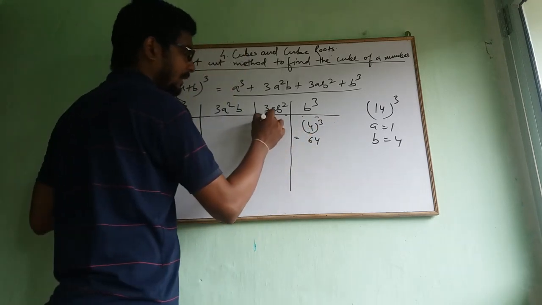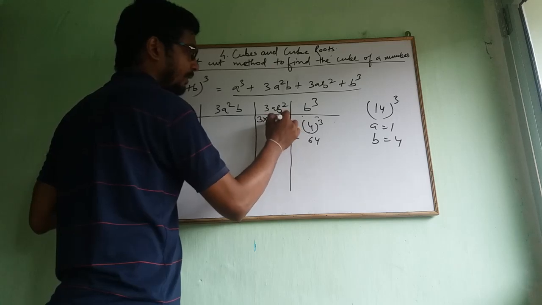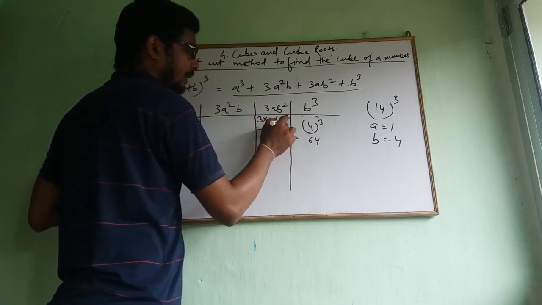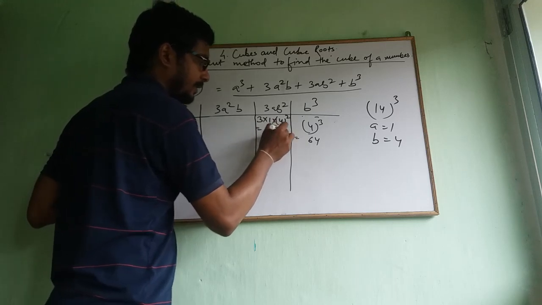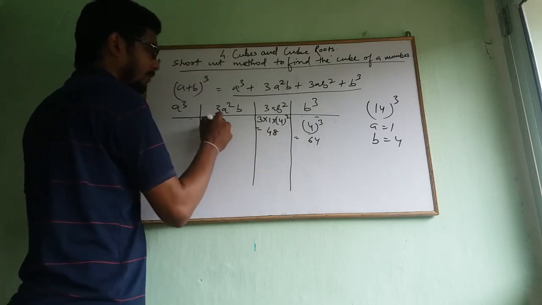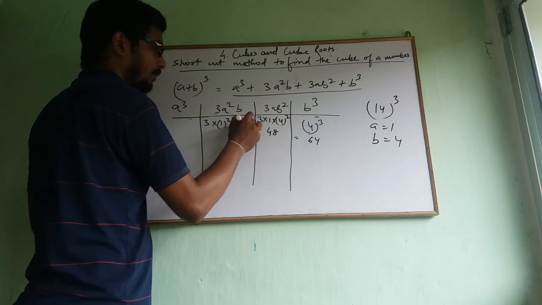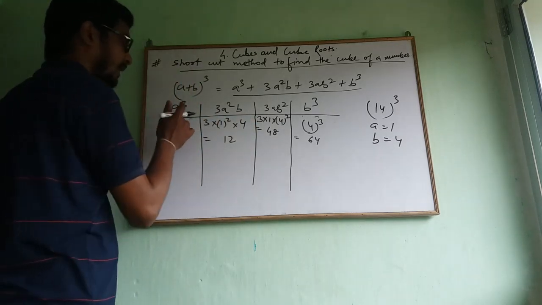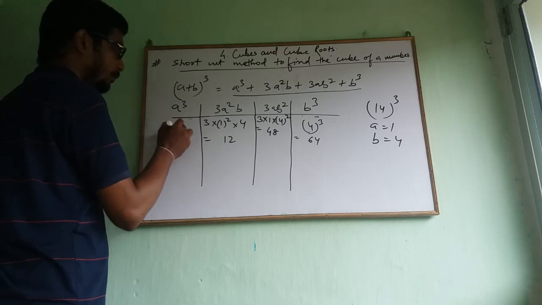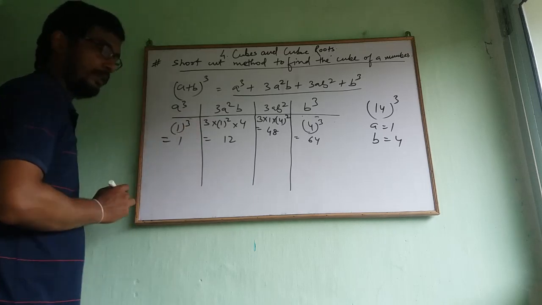Here it is 3 into 1 into 4 square. So that will be equal to 4 fours are 16, and 16 into 3 becomes 48. Here it will be 3 into 1 square into 4. So that will be equal to 12. And next is a cube, that is 1 cube. So that will be 1 here.